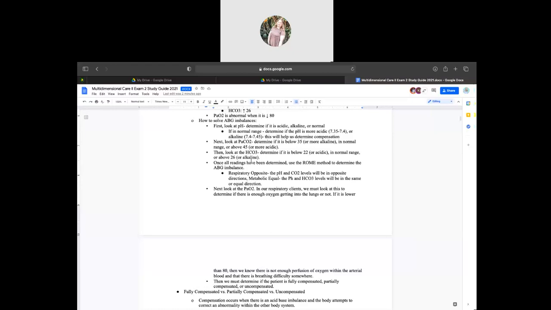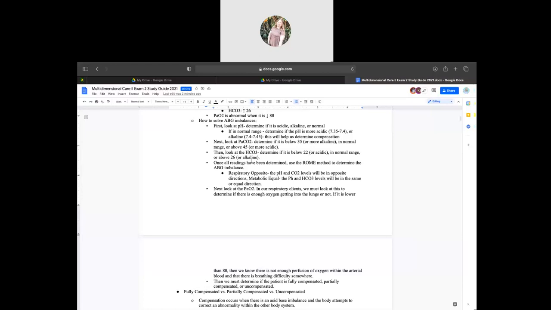Metabolic equal means that your pH and your bicarb are going to be in the same direction. For example, maybe your pH is 7.3 and your bicarb level is 10. So both of those arrows are going to be pointing down, indicating your patient's in metabolic acidosis. So that's just the way you can determine it. It's all depending on how you prefer to do your ABG imbalances.